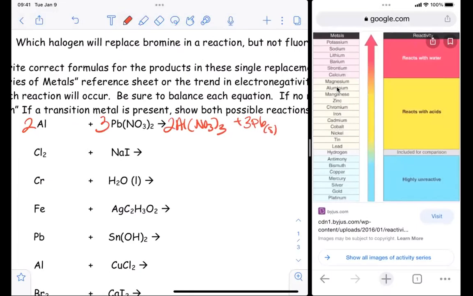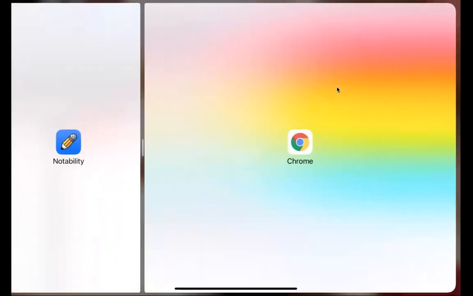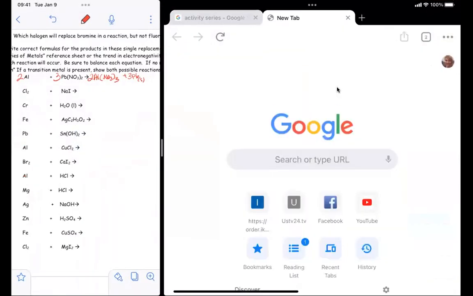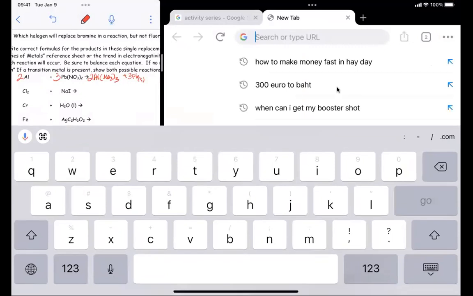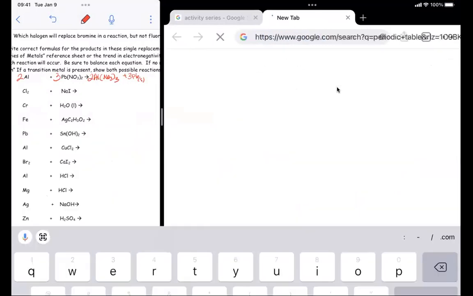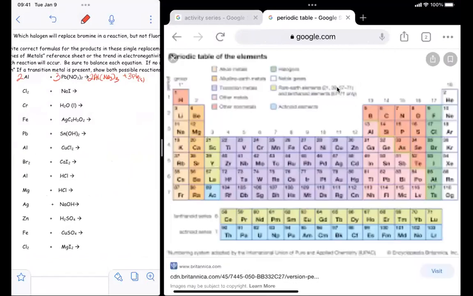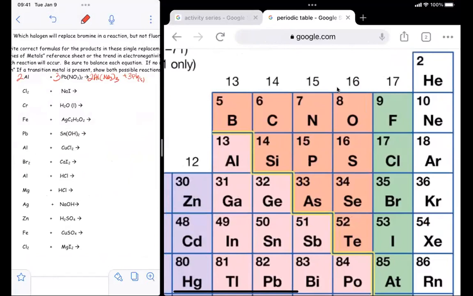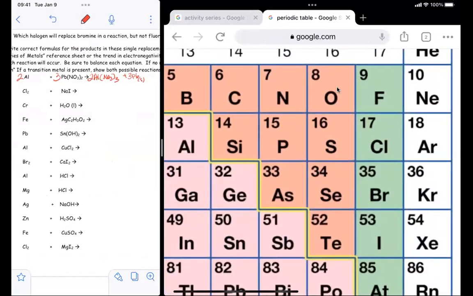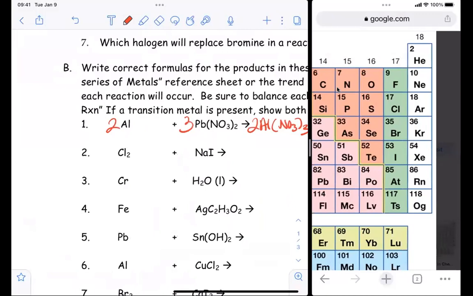Okay, for the second one, we're looking at chlorine. Let's go here, periodic table, because that can be my activity series. Okay. So there's your activity series for the halogens. Fluorine is above iodine, which means it will replace it. Okay, we're looking at chlorine and iodine. Chlorine is still above iodine, so it will still replace it.